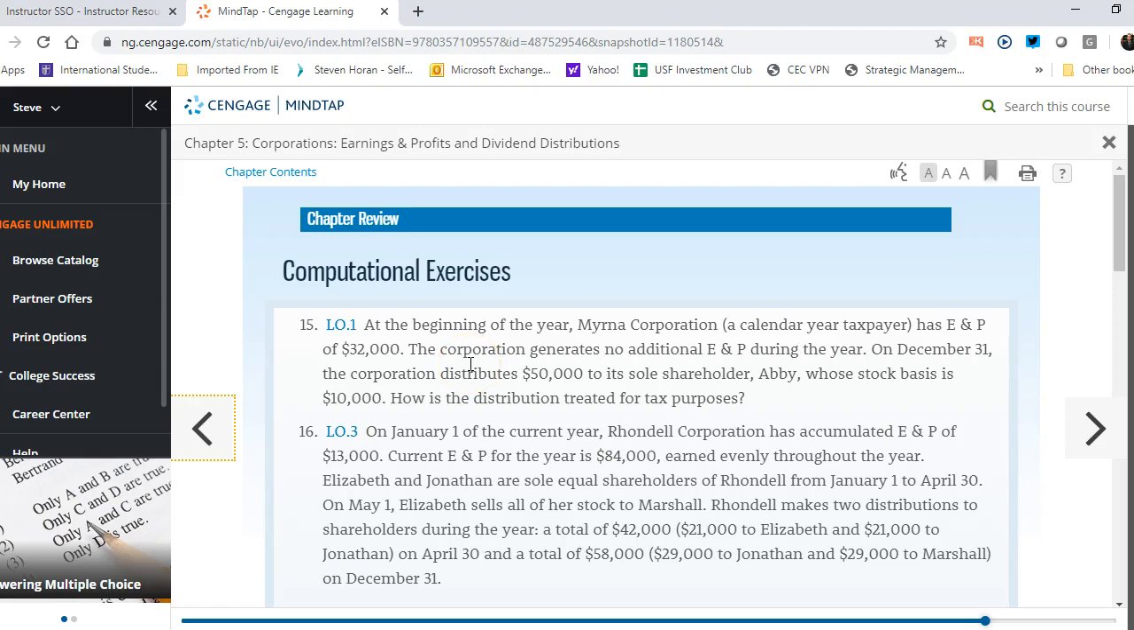The first one's pretty straightforward. It's Myrna Corporation, a calendar year taxpayer, has E&P of $32,000. The corporation generated no additional E&P during the year, and then on December 31, the corporation distributes $50,000 to its only shareholder, Abby, whose stock basis is $10,000. How is this distribution treated for the taxpayer? So remember what E&P is. It's earnings and profits. And the loose approximation of E&P is very comparable to your GAAP retained earnings. It's not quite the same thing, but it's kind of loosely the same thing.